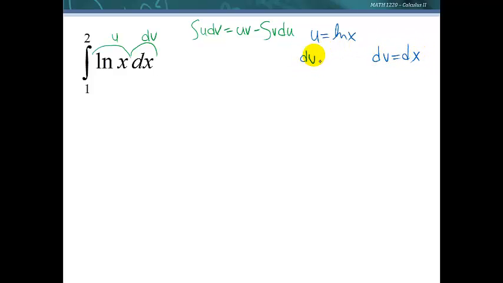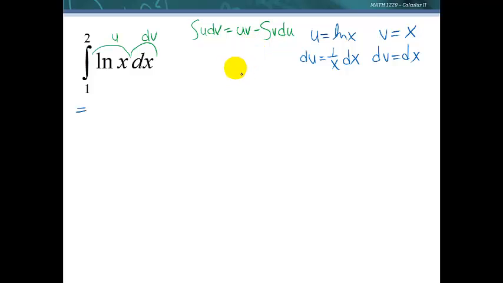Okay, so we have our u was natural log of x and our dv was dx. So what is du? The derivative of natural log of x is 1 over x, dx. And what was our v? If our dv was dx, then our v must have been x. So now that we've identified our pieces, we can go ahead and apply the formula.